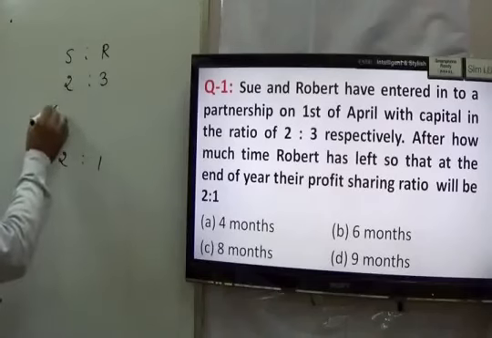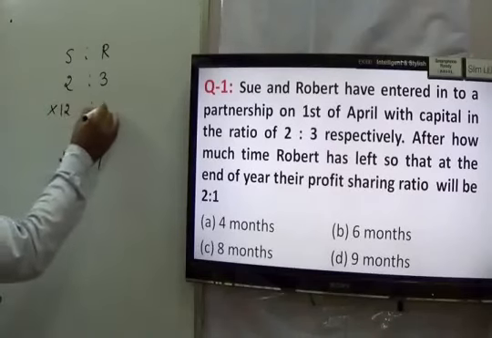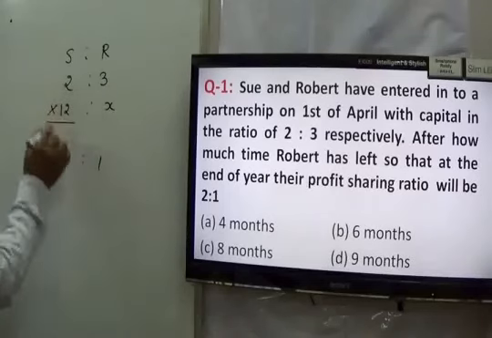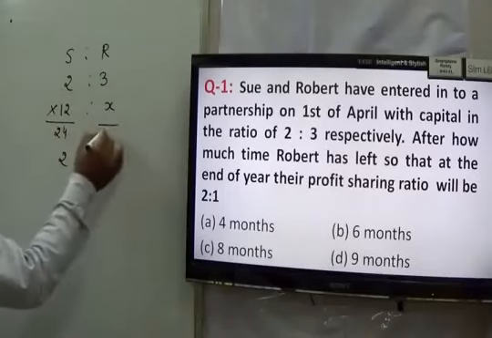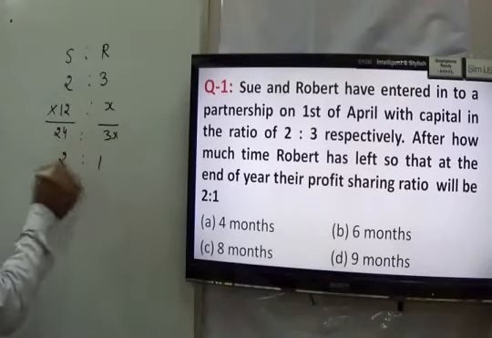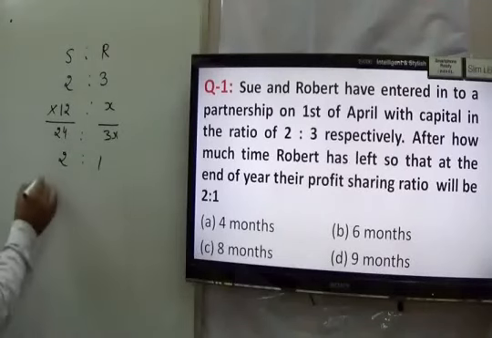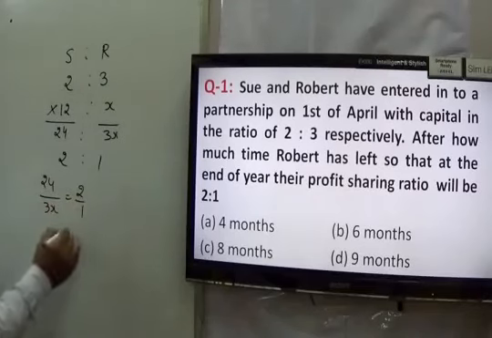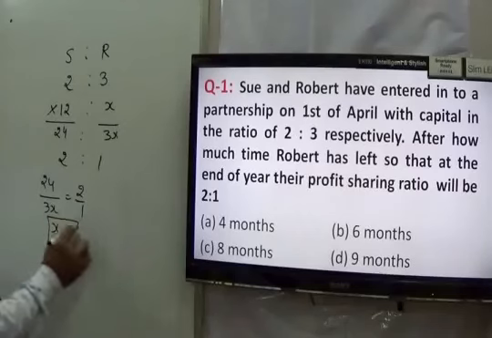It means the Shu is in the business for 12 months and we can assume that the Robert is in the business for x months. Earlier I told you profit sharing ratio is always equal to capital invested into time. 24 : 3x. This ratio is equal to 2:1. So we may take it as 24 upon 3x equals 2 upon 1. So from here I can say x is equal to 4. It means the Robert was in the business for 4 months.